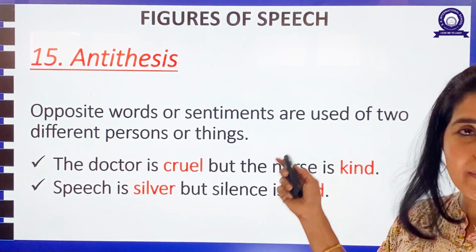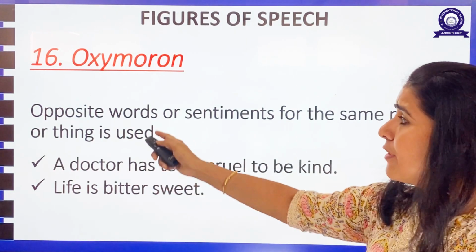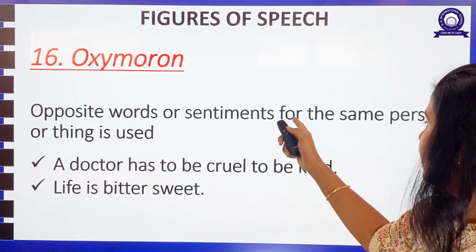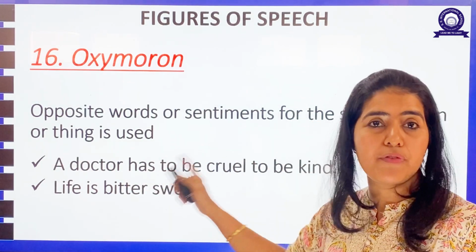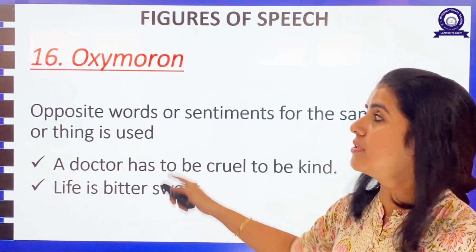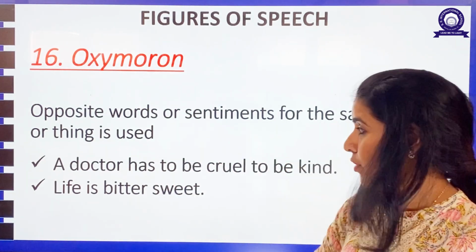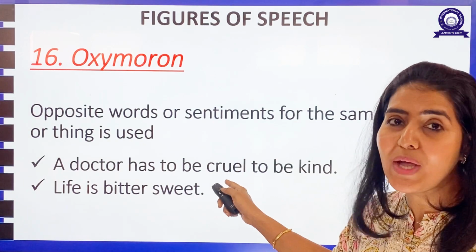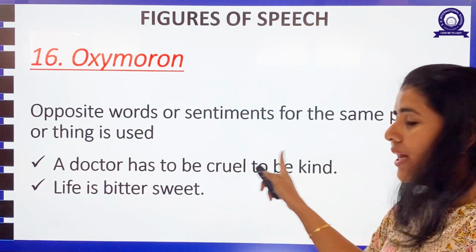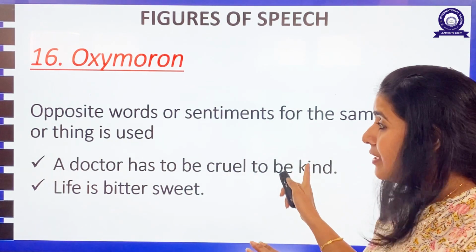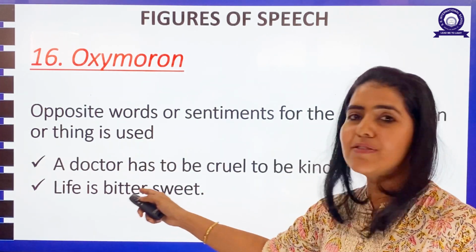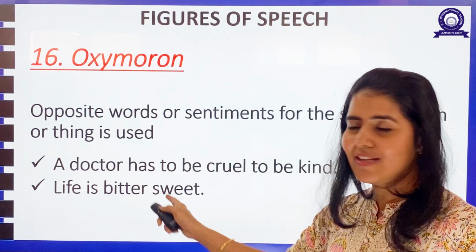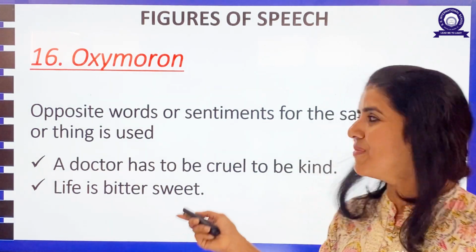Now, what if I use opposite words or sentiments for the same person or thing? Here I'm not talking about two different things, I'm talking about the same person. That is your oxymoron. So a doctor has to be cruel to be kind. Cruel and kind are both opposite, but here I'm using them for the same doctor. Life is bittersweet, opposite in meaning but used for the same life.